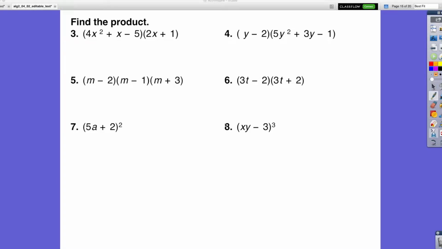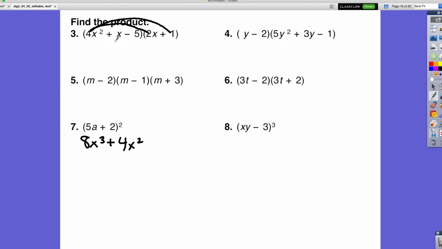Okay, let's do monitoring progress 3, 4, 5, 6, and 7. I'm on page 168. So now we have a trinomial that we're going to multiply with a binomial. So we're going to distribute 4x squared times 2x. What does that make? I'll write it down here. 8x cubed. Very good. 4x squared times 1, plus 4x squared. Okay, now I'm done with that.